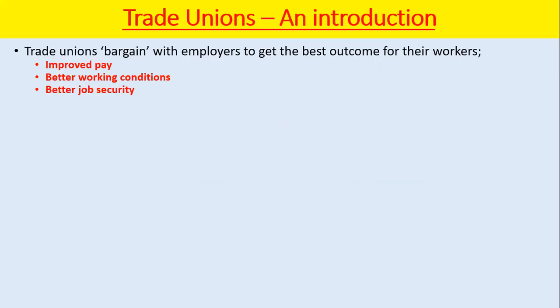By definition, trade unions bargain with their employers to get the best outcomes for their workers. A trade union is made up of a collective group of workers. So the union itself is made up of members. These members are employees within an organization. And employees work together to bargain with their employers over three specific things. First of all, they look to bargain for improved pay.